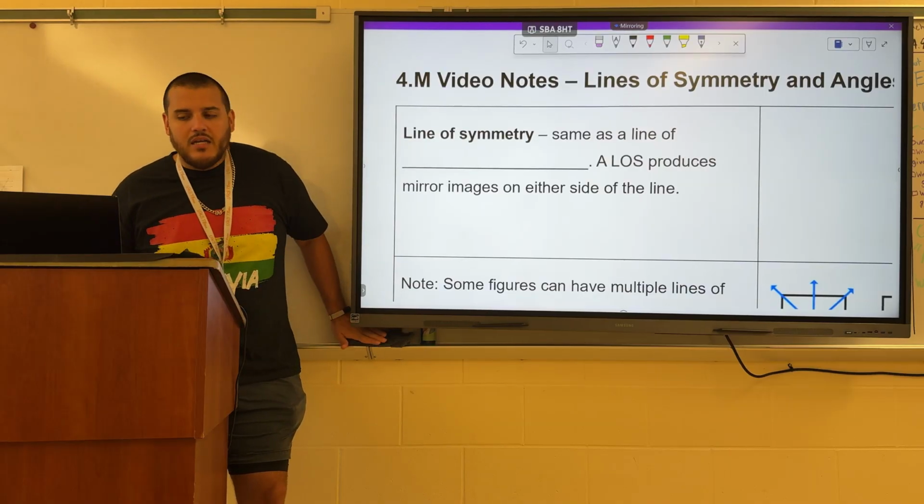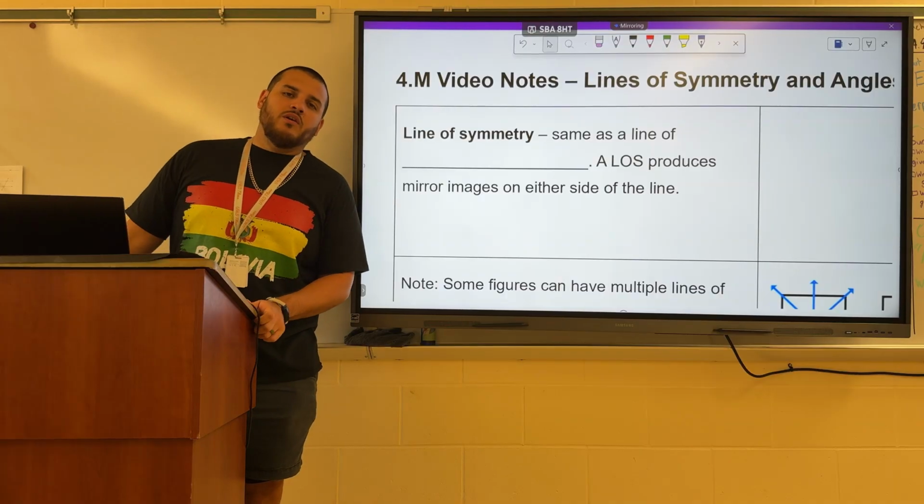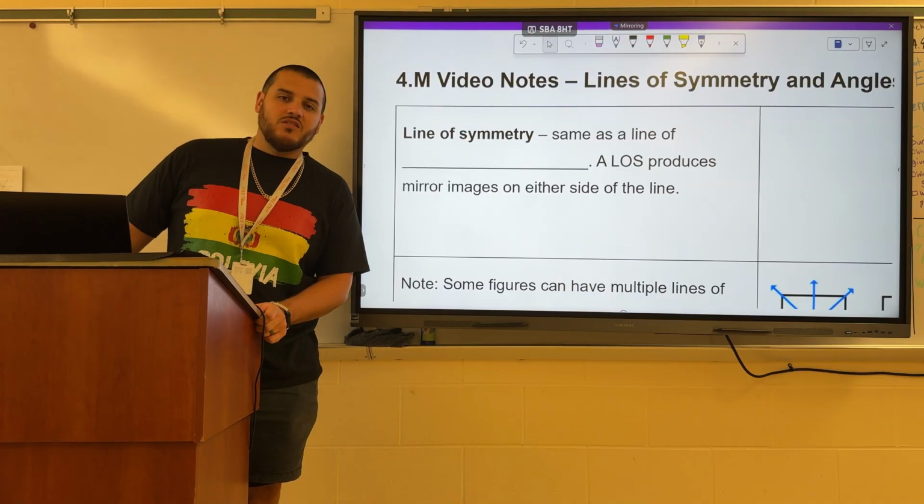Today we're going to be going over some miscellaneous information here in Unit 4 that involves transformations but not on the coordinate plane. Those things we're going to be reviewing are called lines of symmetry and angles of rotation.